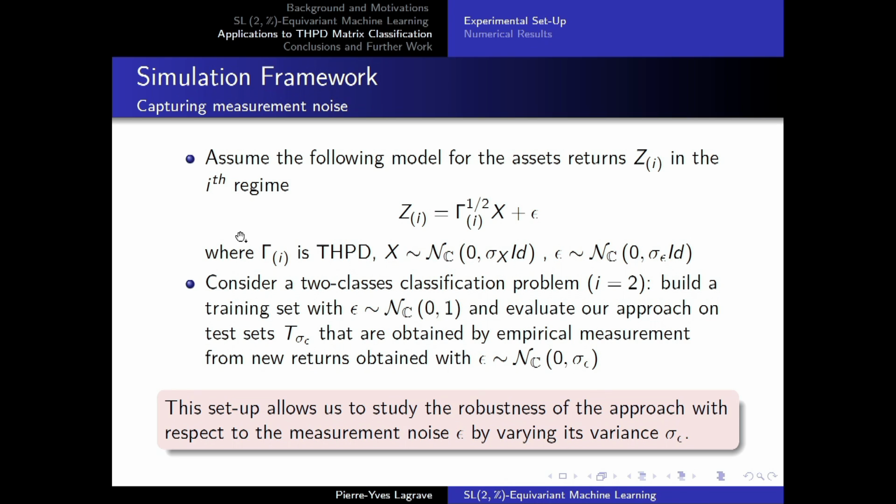So then we build a training set where we use a variance of 1 for the noise, and we are going to build several testing sets where the noise variance is going to be set to several values, which we denote sigma epsilon.